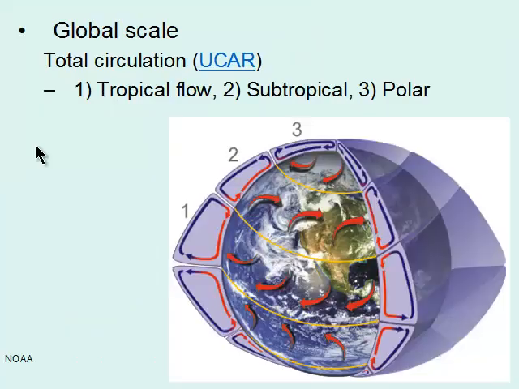And then global scale, so last type, this is global patterns of circulation. We're going to talk about this in detail in the next video.